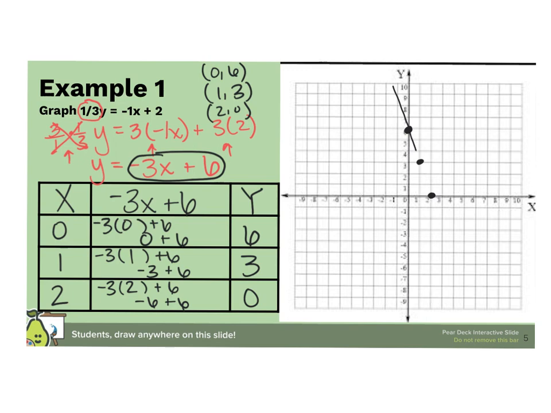Connect it. Make it a line that's long, that has arrows. This one's a negative slope because it's going down and right. Right? Positive goes up as you move to the right. Negative goes down as you move to the right.